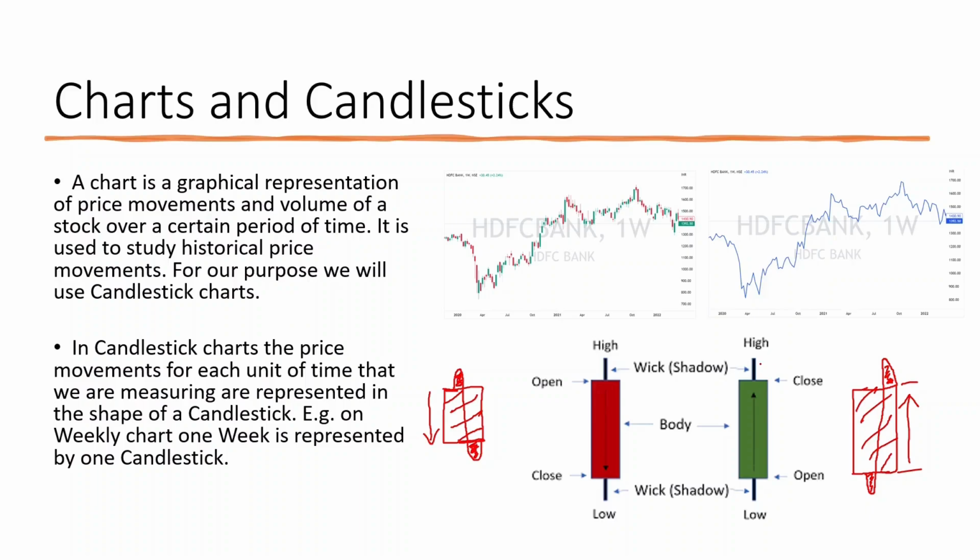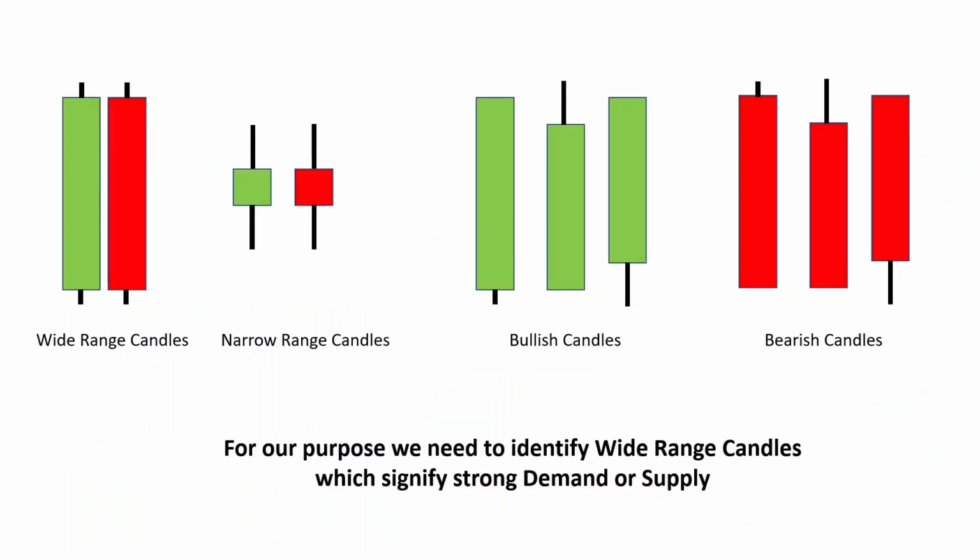In the chart we will see with examples that different types of candlesticks are formed as each week passes, and the structure of the candlestick basically tells us how the price action for the week played out. So for our purpose, we need to identify wide range candles which signify strong demand or supply.